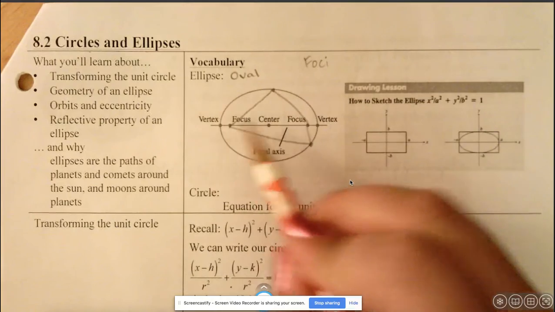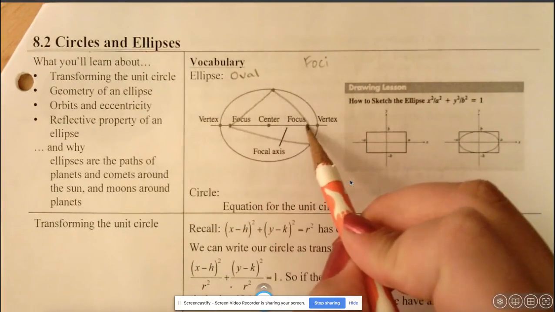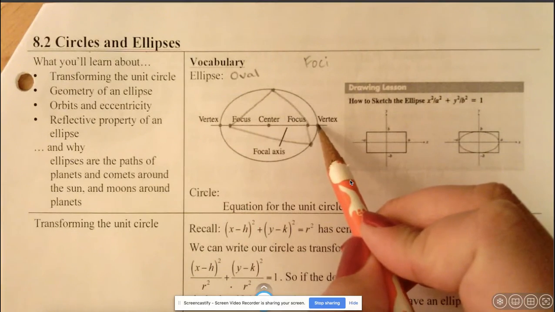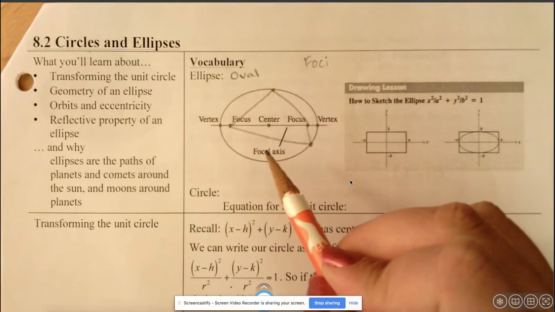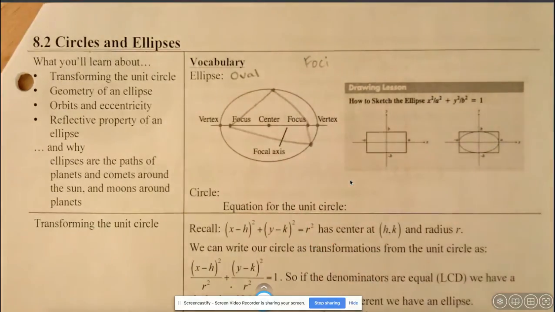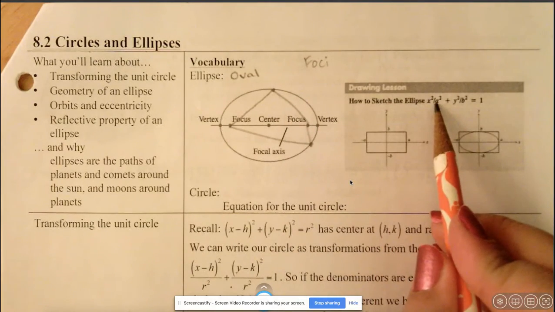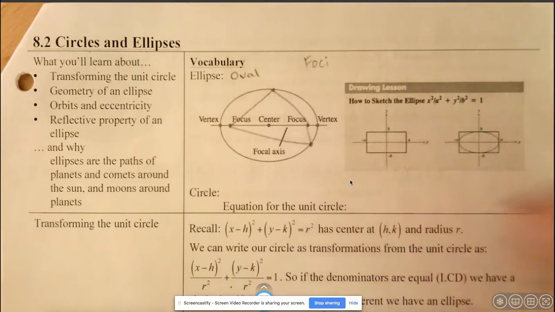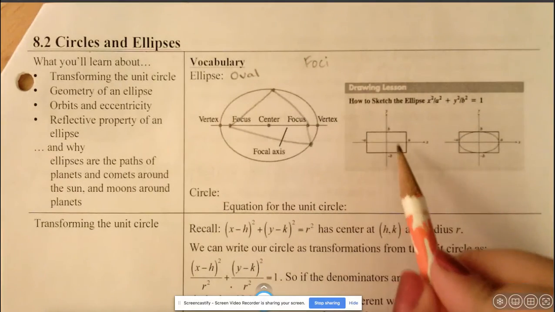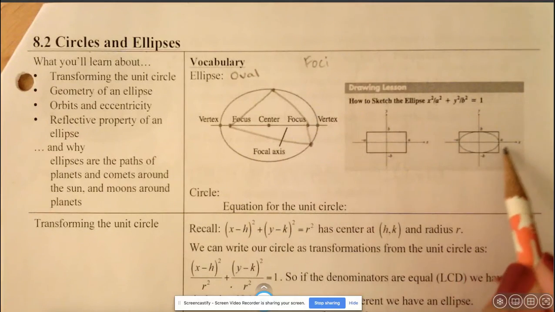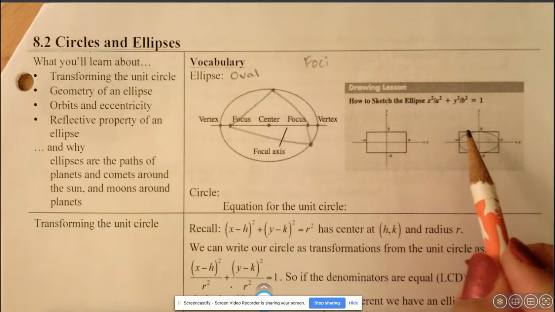And the center is exactly halfway between the foci. The vertices are also an equal distance from the center. So there's a lot of symmetry going on here, okay? Now, if you want a trick on how to sketch an ellipse, you can take the lengths or the denominators, and we'll be talking about standard form in a minute. If you take those denominators and create a rectangle, an ellipse fits nicely inside of that rectangle, okay?